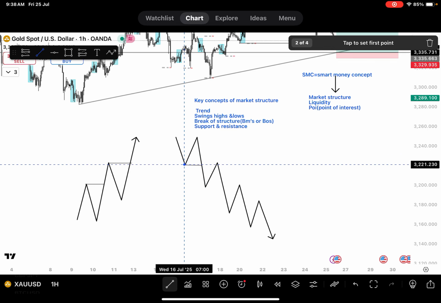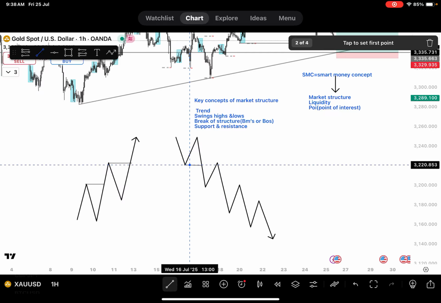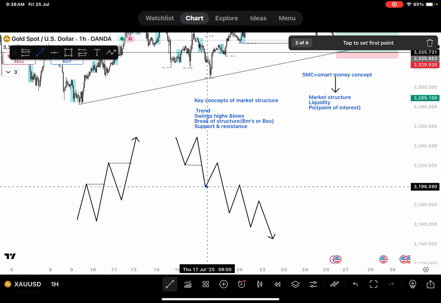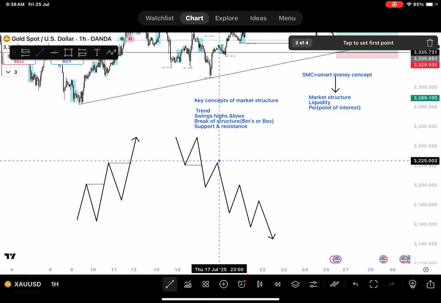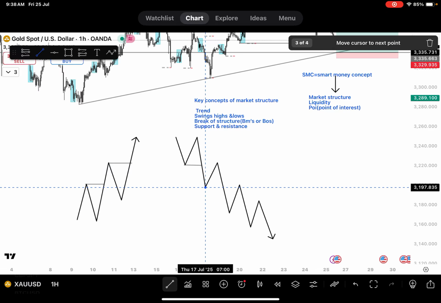Now you can see that the market created a lower low, a lower high, came down to break this lower low here, formed another lower low here, created another lower high, came down again to break this one again. That is what this point now is going to be: a break of market structure.